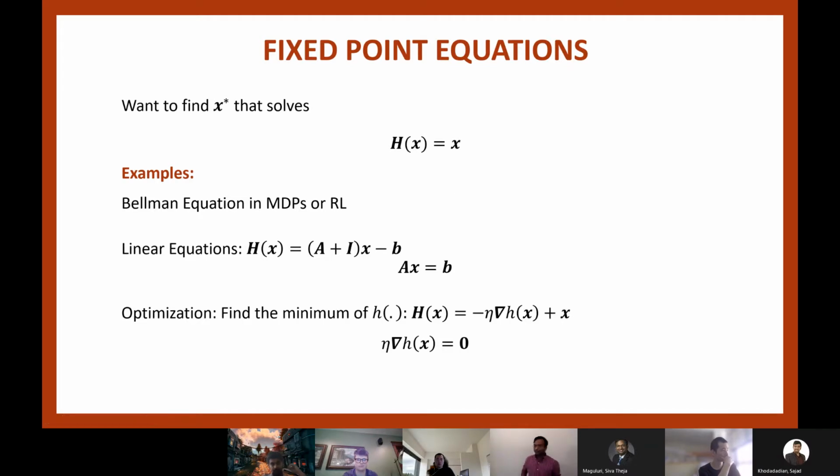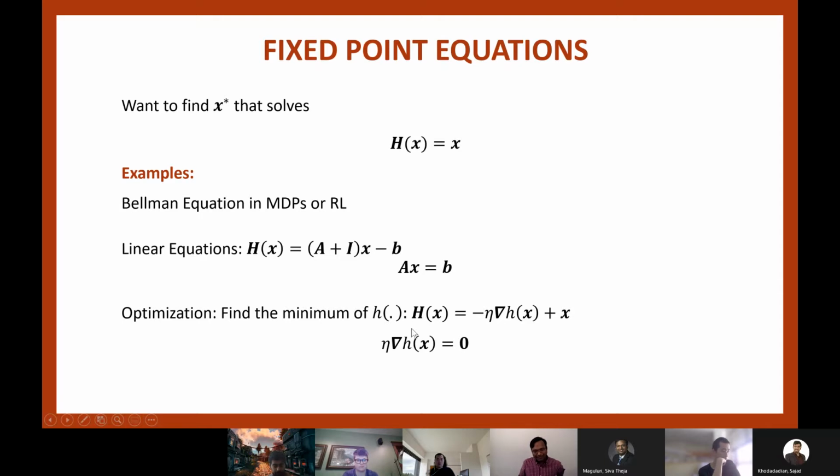There are many ways of solving a linear system of equations. We'll talk about one particular method in the next slide. And the third example of solving fixed point equations is in optimization. So suppose h is some nice enough function. What do I mean by nice? I'm not being very precise, but let's say convex for the time being, and some other nice properties.